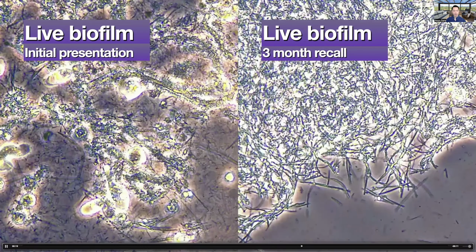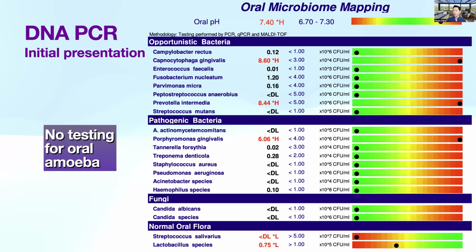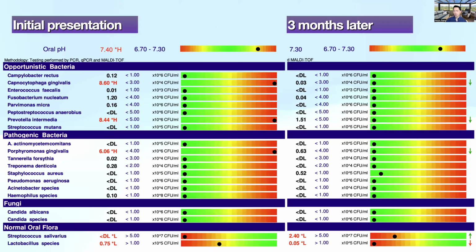And unfortunately, the Nutripath testing at the moment doesn't test for oral amoeba. But you can see, despite that, CG is high, PI, and PG as well. So all of these were high, and that's what we need to get down. So testing 3 months later, we can see that really all of those numbers went into the green, so below threshold, and we were quite happy with that.